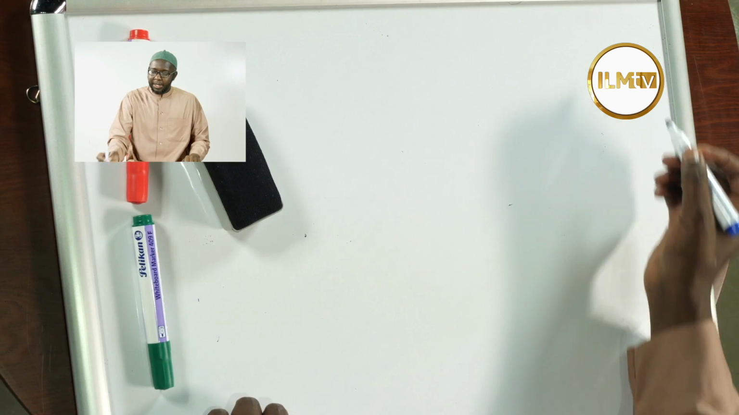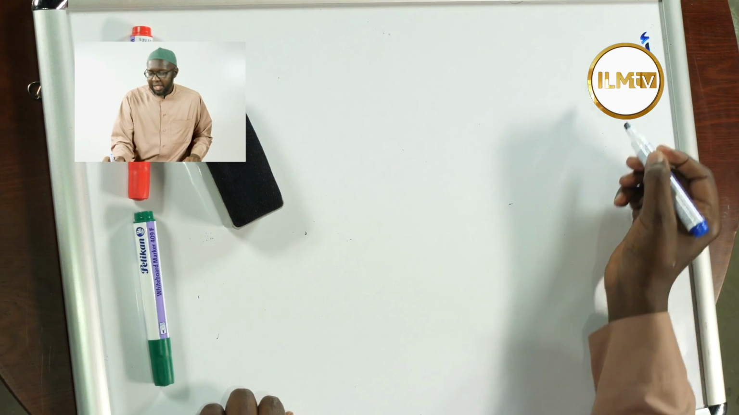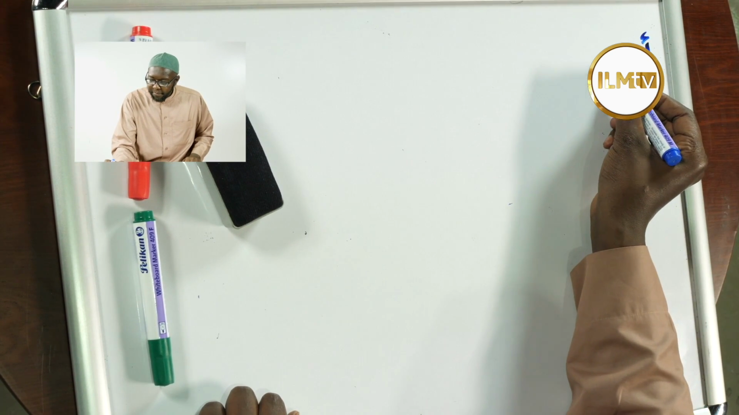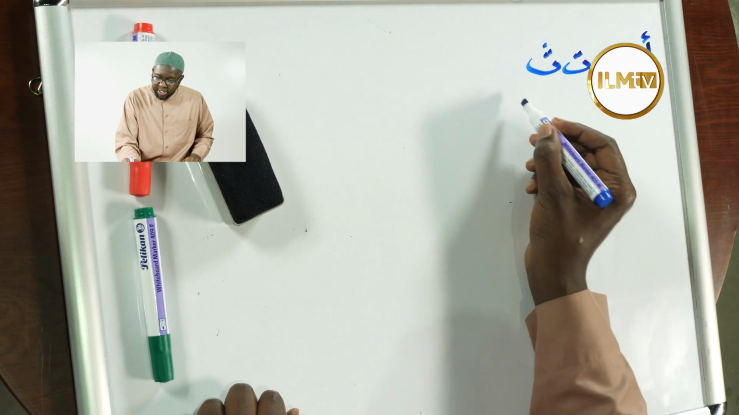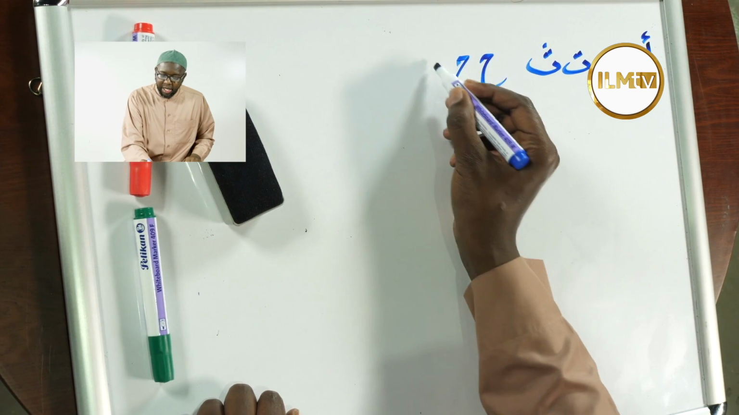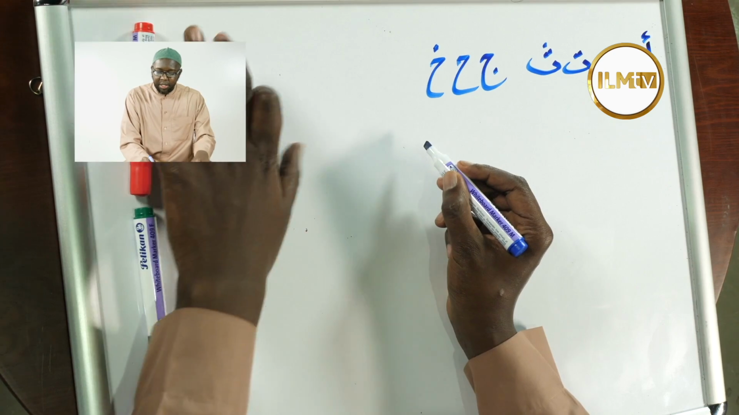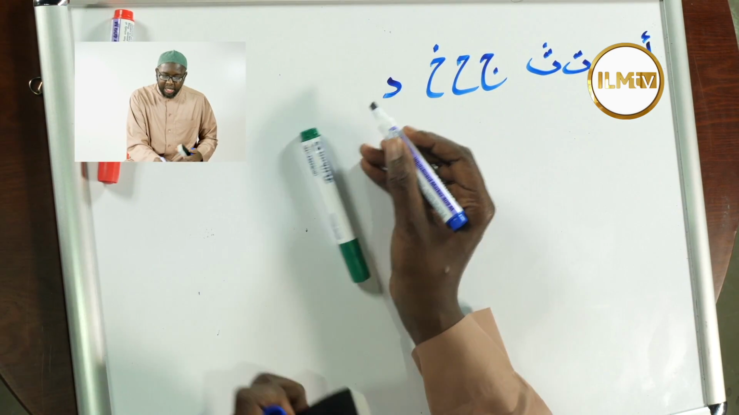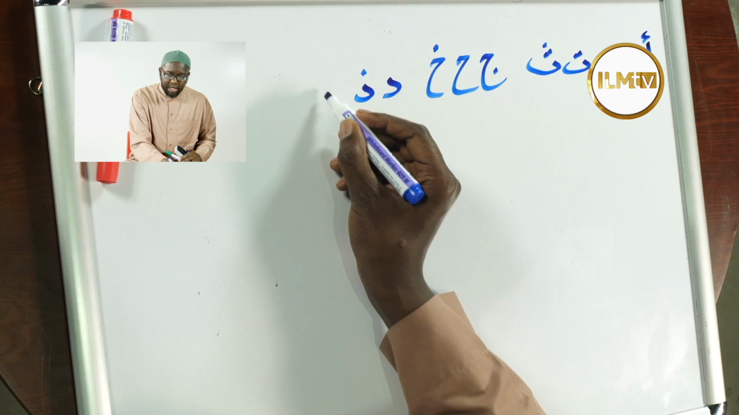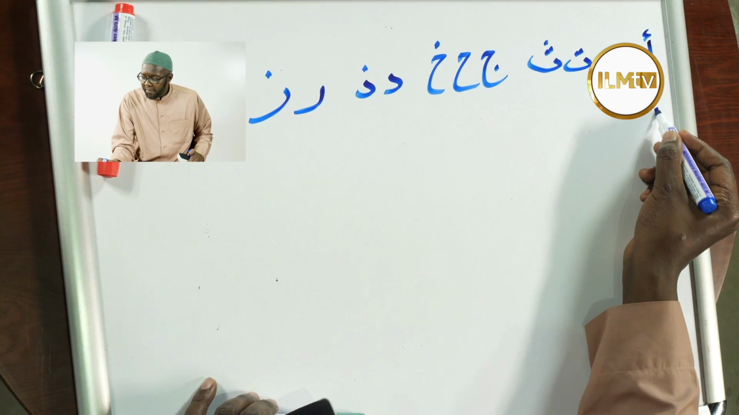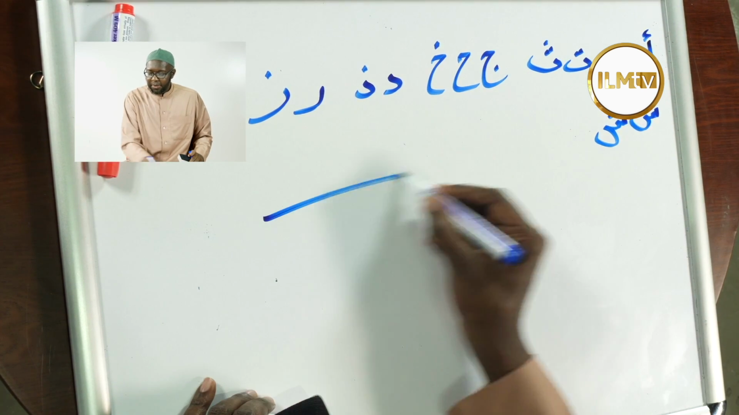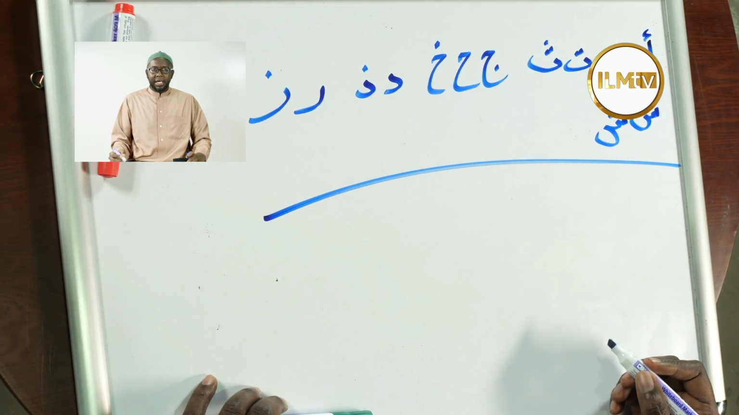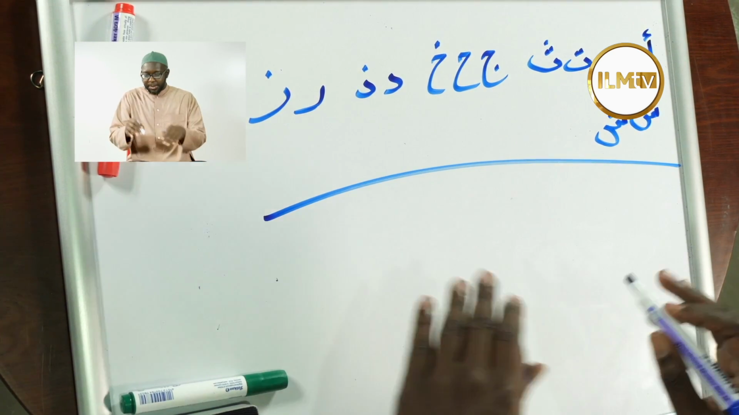So we had covered 11 letters. We had covered Hamza, which is usually called Alif, Ba, Ta, Tha, Jim, Ha, Kha, Dal, Dhal, Ra, Zai, Sin, Shin, and now let's cover the rest. Just going through. Then after that we shall focus on it.